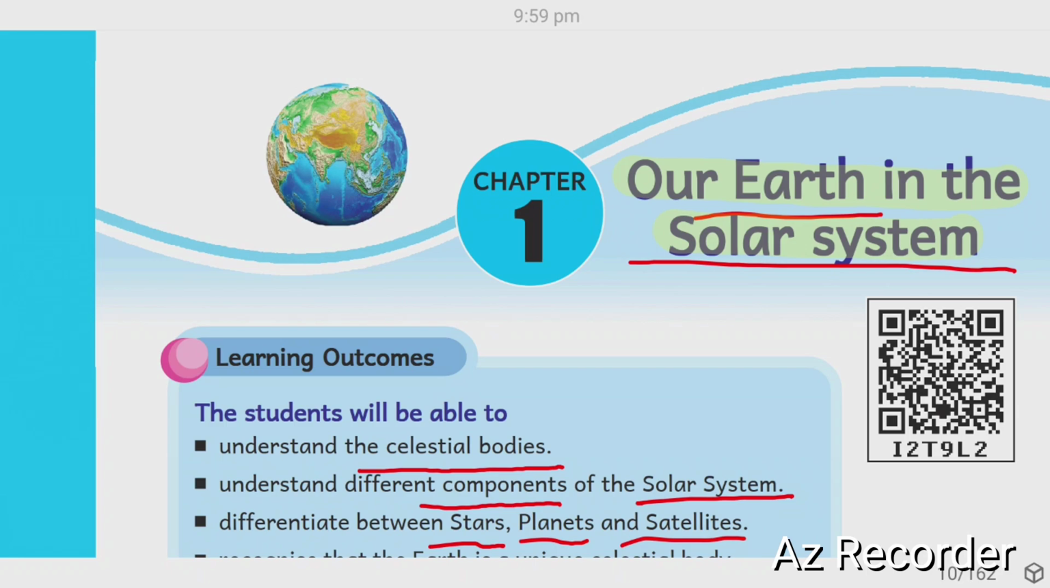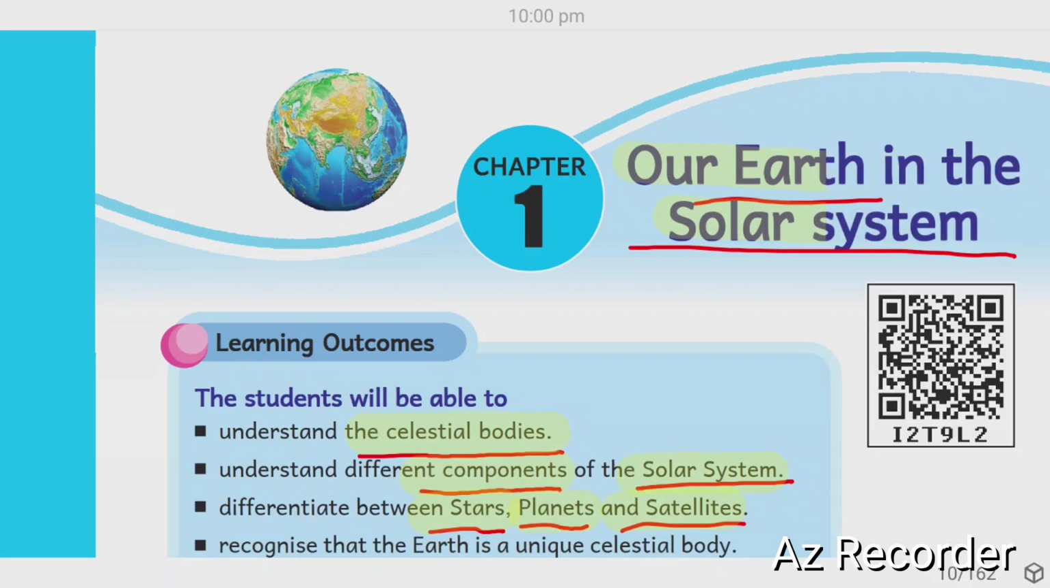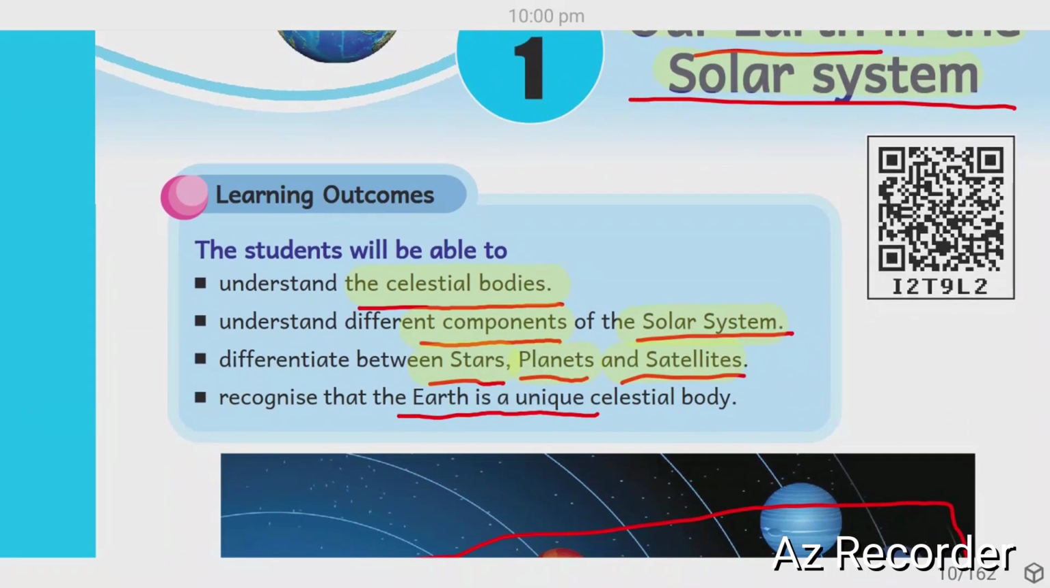In this lesson we are going to know what celestial bodies are, the different components of the solar system, the difference between stars, planets, and satellites, and the qualities of the Earth, how the Earth is unique. You know very well, even though there are so many planets, only Earth supports life. So that is why Earth is unique.